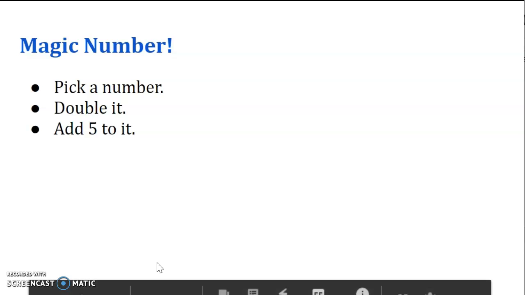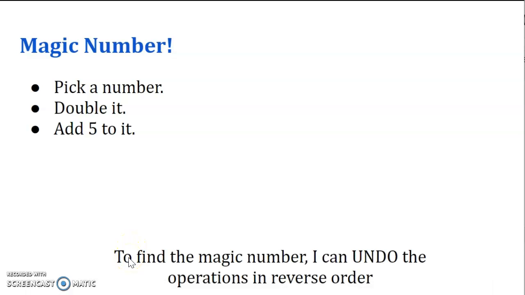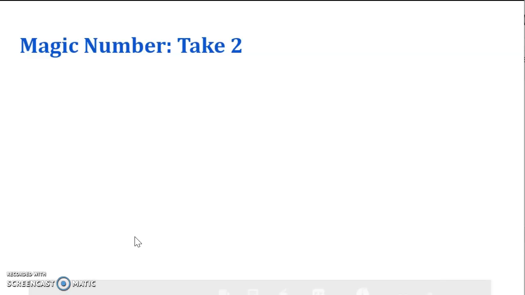Okay, how did I do that? Well, it's not really magic. It's really just that I undid the operations in reverse order to find the number that you started off with. And that's actually just math. Okay, so to demonstrate, I am going to go through yet another problem.